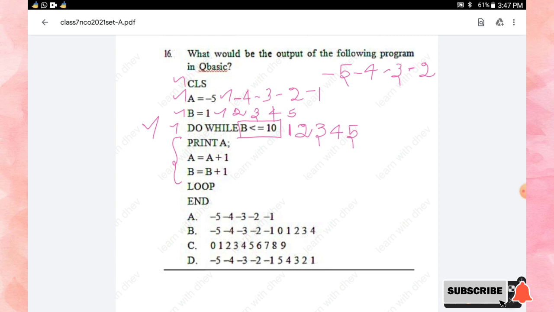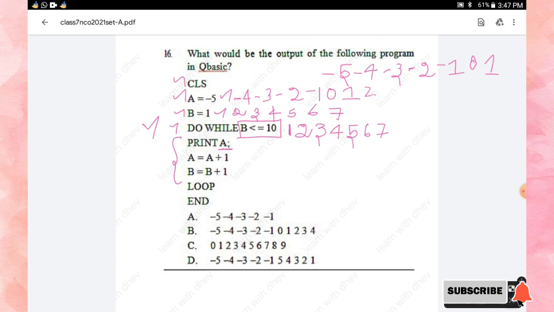The value of A is here -1. Then it becomes 0, this becomes 6. So here, 6 is less than or equal to 10. So the value of A is 0 here. Then it becomes 1, it becomes 7. So 7 is less than or equal to 10, which means I have to print the value of A. Here the value of A is 1.